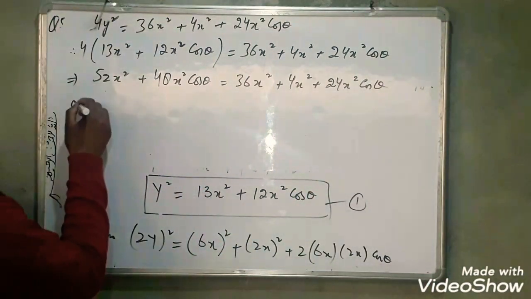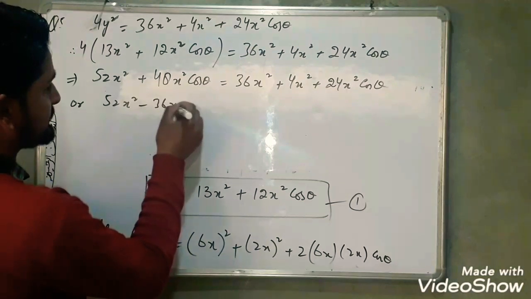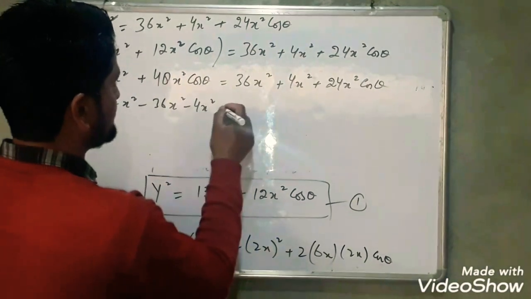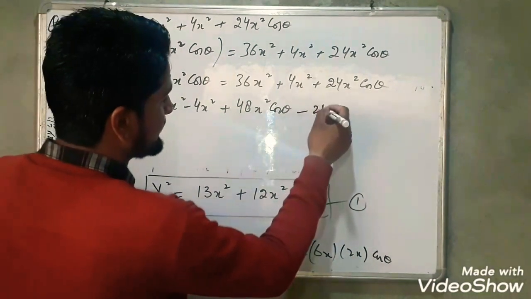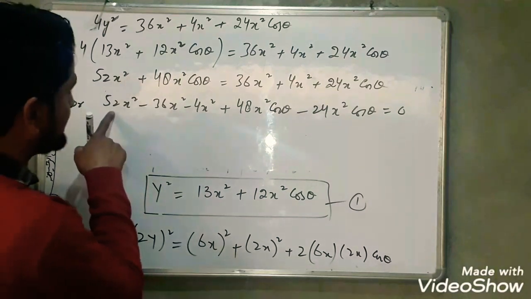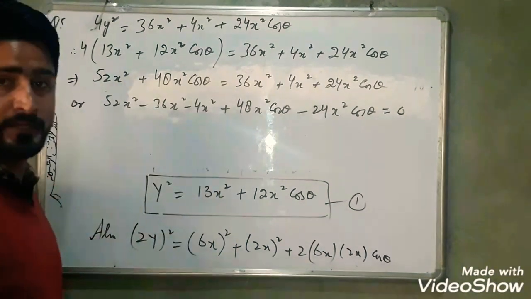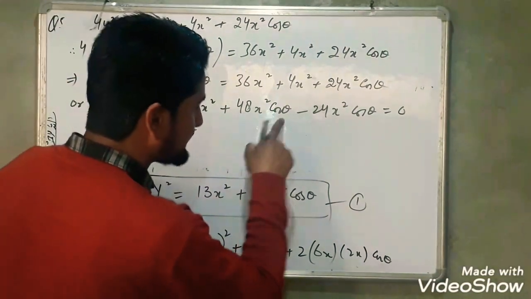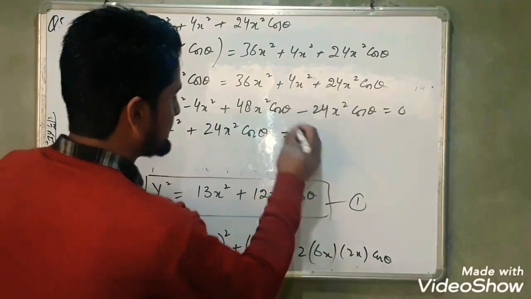Okay, or we can write here it is 52x square, यहां से 36x square यहां ले लो it is minus 36x square, 4x square यहां ले लो it is minus 4x square plus 48x square cos of theta, 24 को यहां ले लो it is minus 24x square cos of theta equal to 0. Okay, so 52x square minus 36x square, 52x square minus 36 it is 16x square minus 4x square it is 12x square plus 48x square cos theta minus 24x square cos theta it is 24x square cos of theta equal to 0.